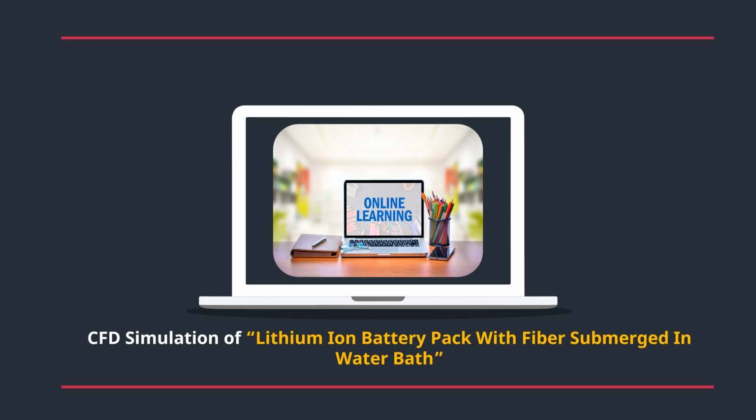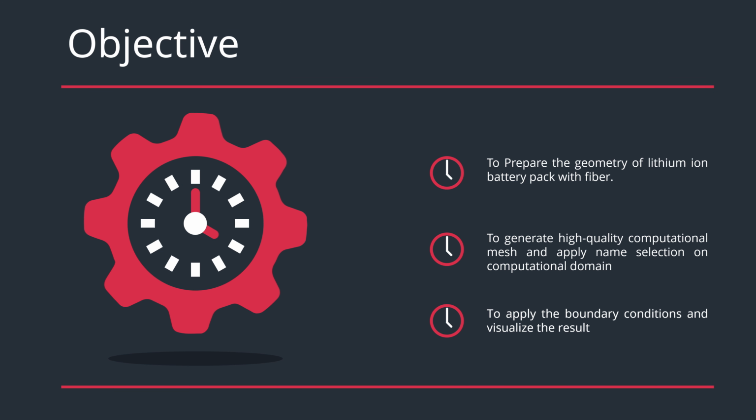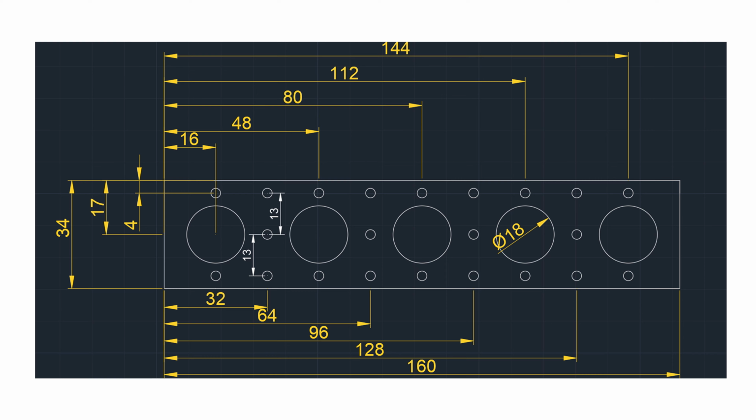So today's topic is CFD simulation of lithium-ion battery pack with fiber submerged in a water bath. The first objective is to prepare the geometry of lithium-ion battery pack with fiber to generate the high quality computational mesh and apply the name selection on computational domain to apply the boundary conditions and visualize the results in the post processor. So this is the reference geometry that we are going to follow, and accordingly we will prepare the simulation for the same.